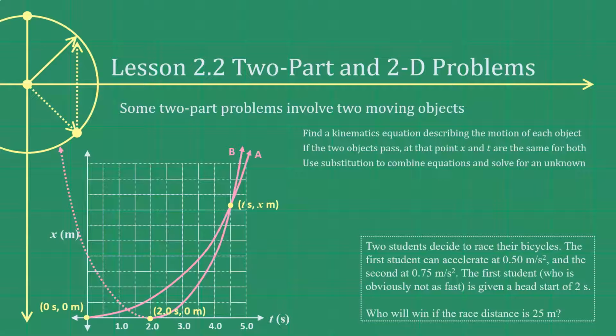And one other interesting thing I'm noting on the graph is that student B is starting at 2 seconds. That doesn't mean that the parabola equation is going to just start describing motion at 2 seconds. The equation for that student's parabola actually is going to go back up to the left side of that point. 2, 0 is a minimum of a parabola.